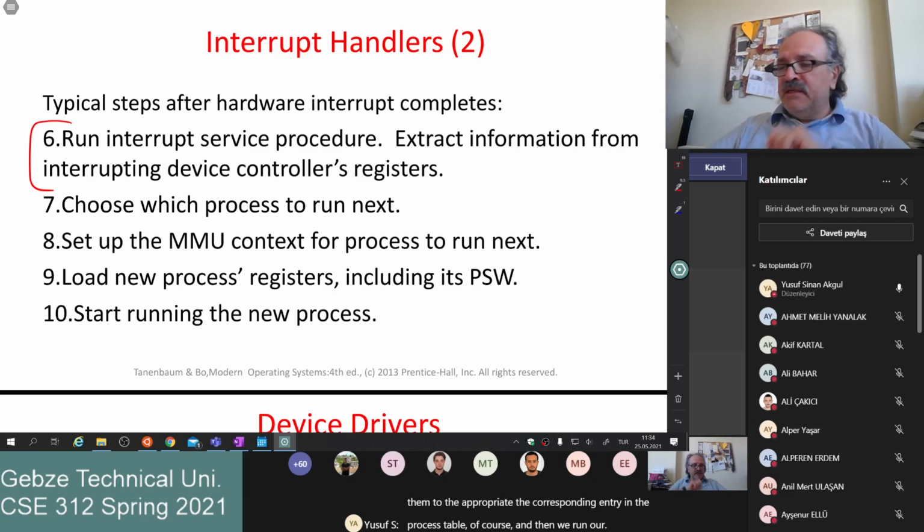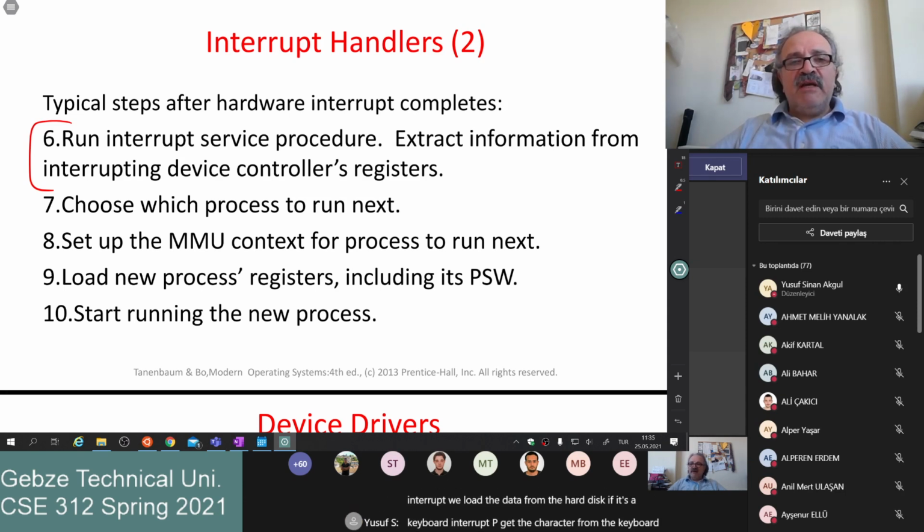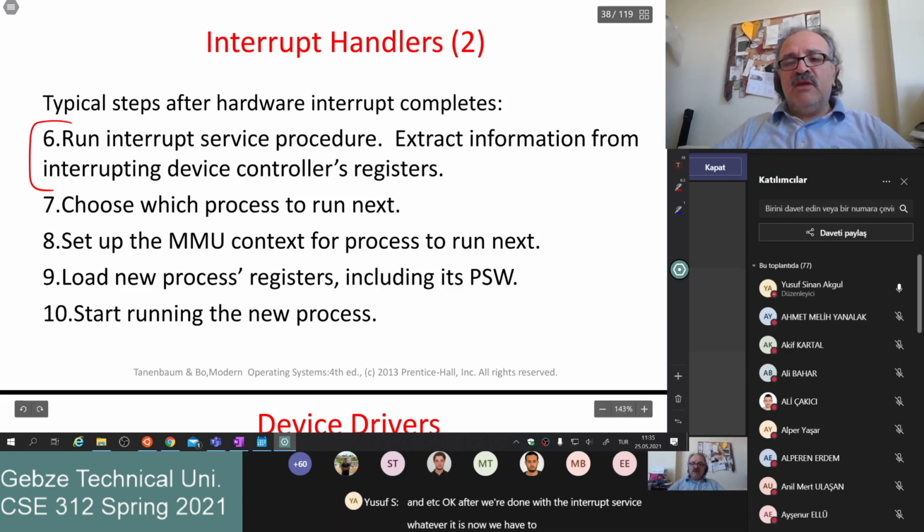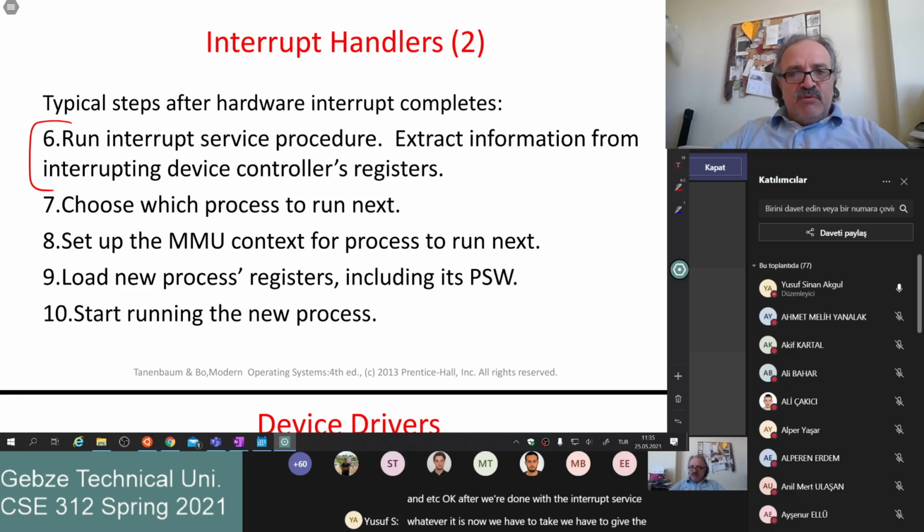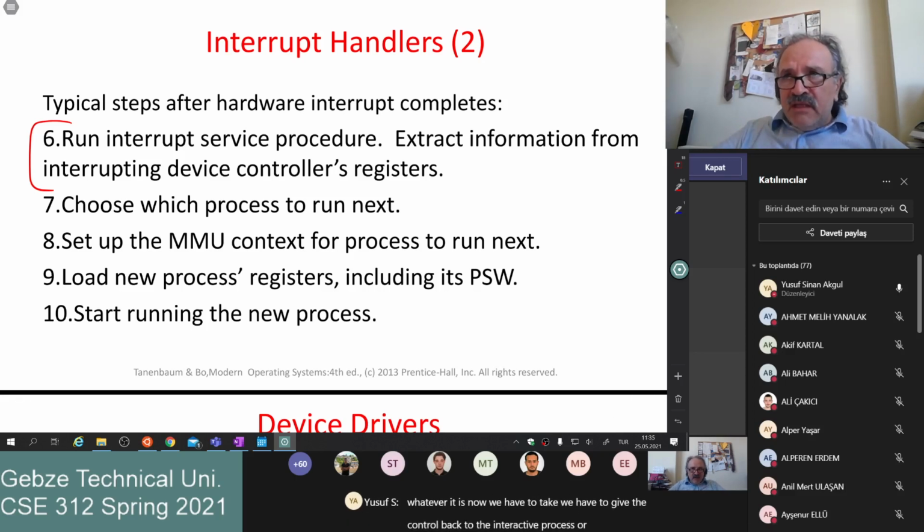If it is a hard disk interrupt, we load the data from the hard disk. If it's a keyboard interrupt, we get the character from the keyboard, and so on. After we are done with the interrupt service, whatever it is, now we have to give the control back to the interrupted process. But after the interrupts, usually we don't go directly back to the interrupted process. We run the scheduler, because the scheduler might decide that the time is up for this process to run.